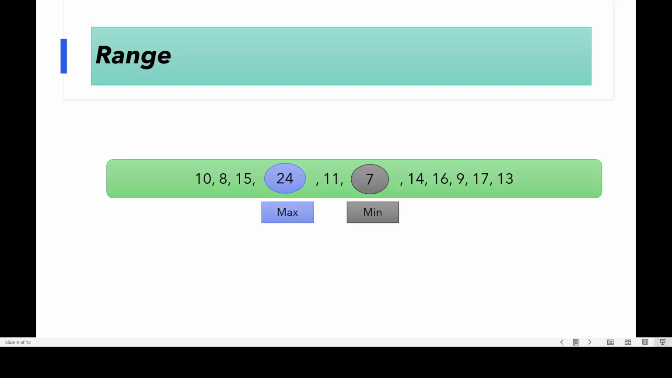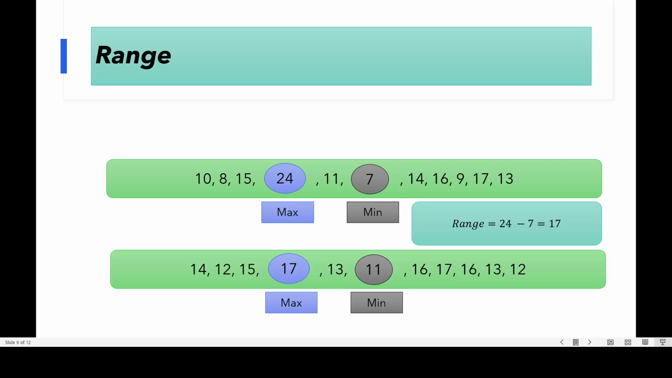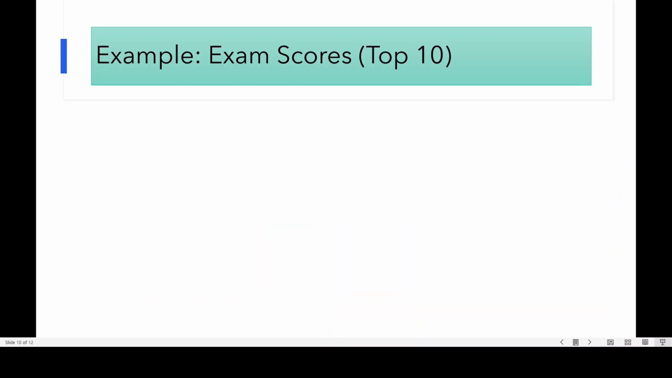Here is a data set with maximum and minimum values. So the range is 17, and there is another data set in which the range is 6. So in the first data set, dispersion is high, whereas in the second data set, dispersion is low. So the values are more consistent in the second data set. In this way, we can calculate the range by calculating the difference between the high and low value.